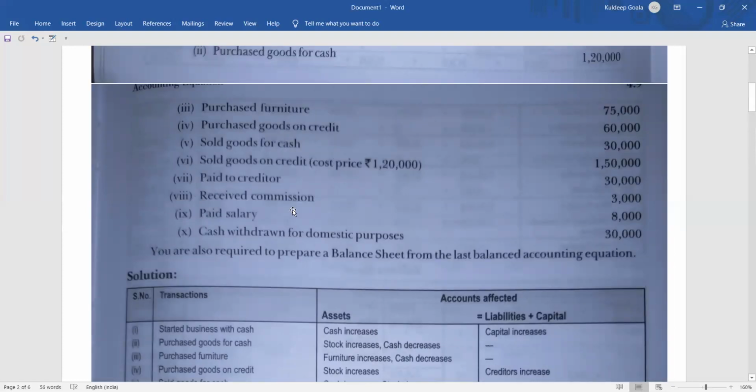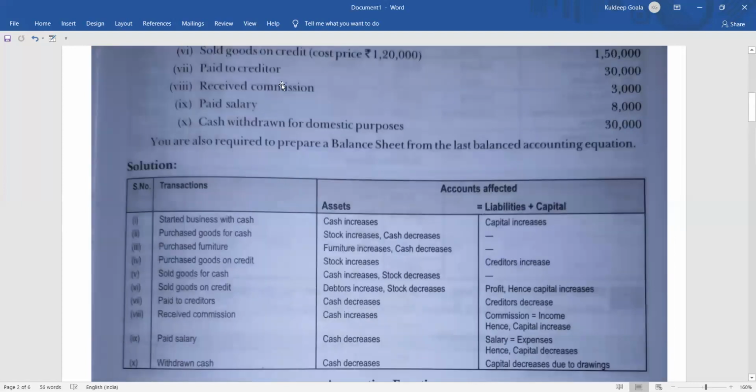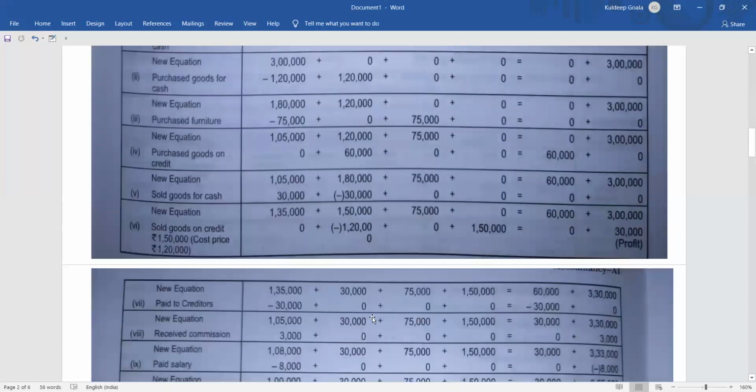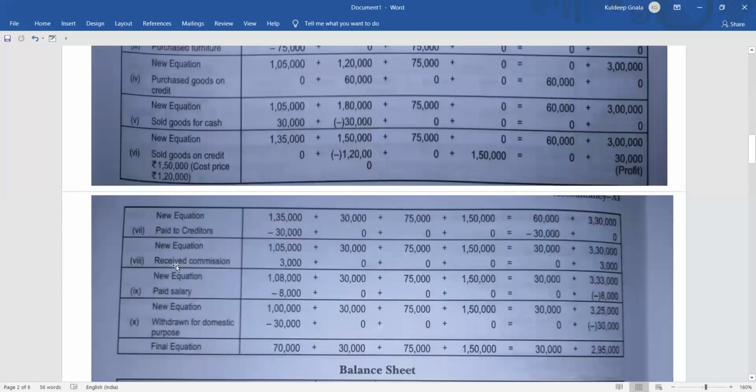Now it is a nominal account, isn't it? So as I already told you, nominal account, if it is an income, capital will increase. So received what? Commission means in cash. So received commission, the cash will be increasing, and again capital will increase. So this will be increasing the cash and capital. So received commission 3,000 added in the cash. There's no change in stock, no change in furniture, no change in the debtors, no change in the creditors. Only capital will increase 3,000.